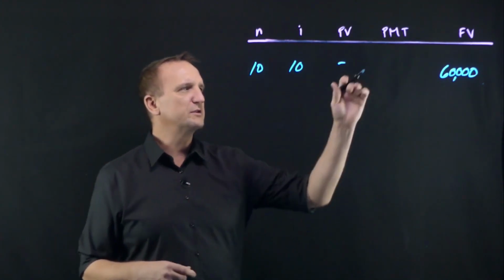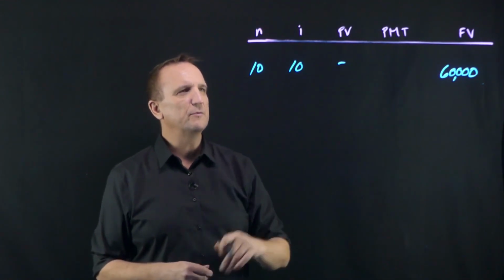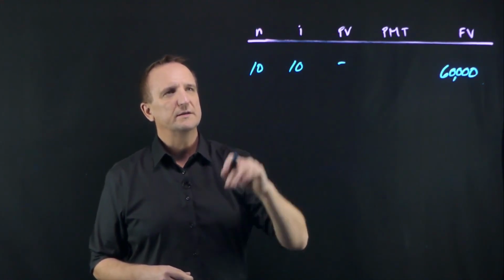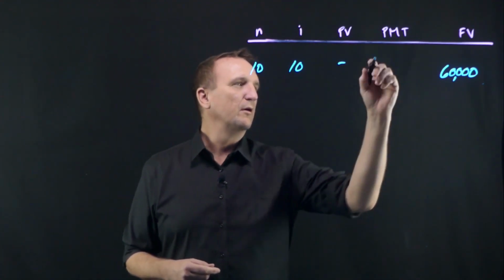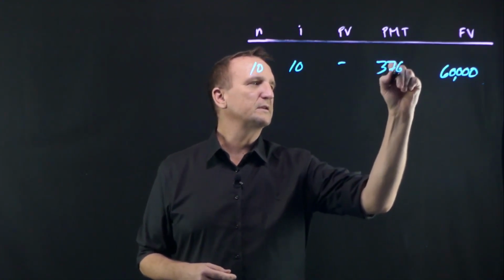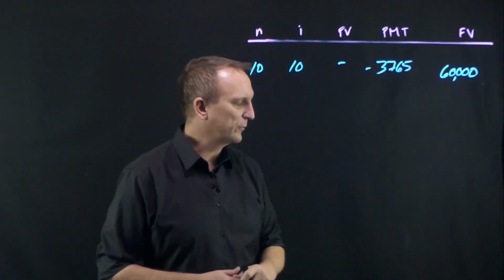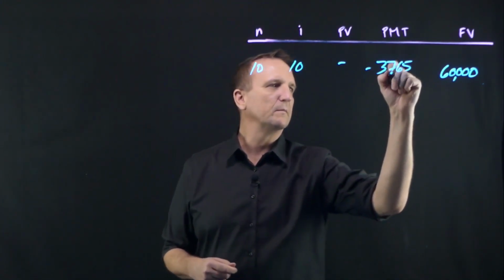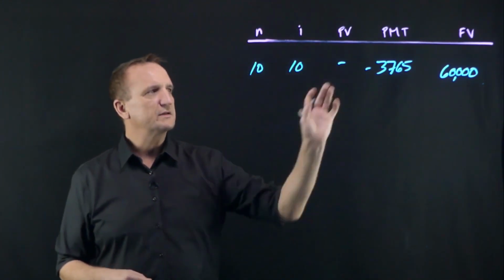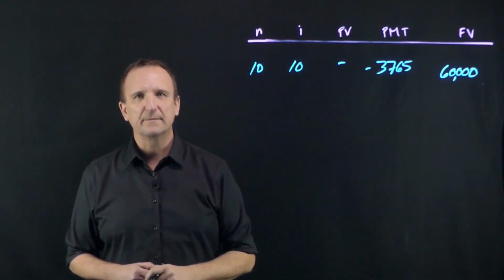And so if we just do 60,000 as our future value, 10 as our I, and 10 as our N, then we need to be making $37.65 per year into our sinking fund. And that will give us $60,000 at the end.